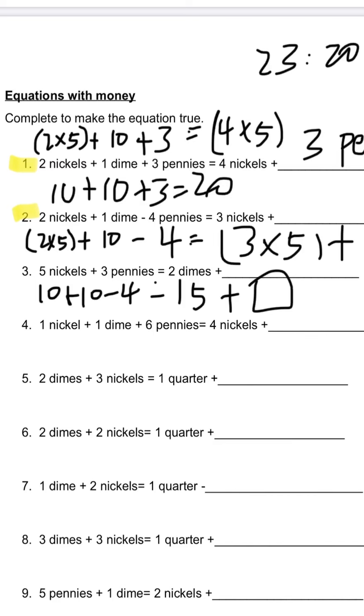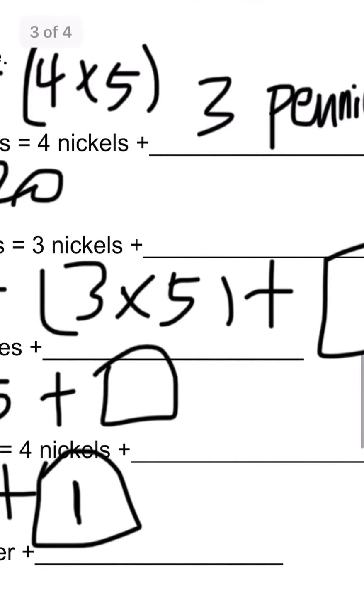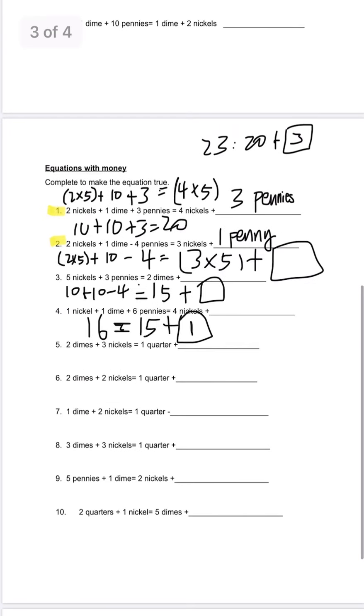Sorry, this should be an equal sign. So we're going to do 16 equals 15 plus what? 15 plus 1 is 16. So here we're going to put 1 penny. Sorry, my work is a little messy, but let's move on to the next page.